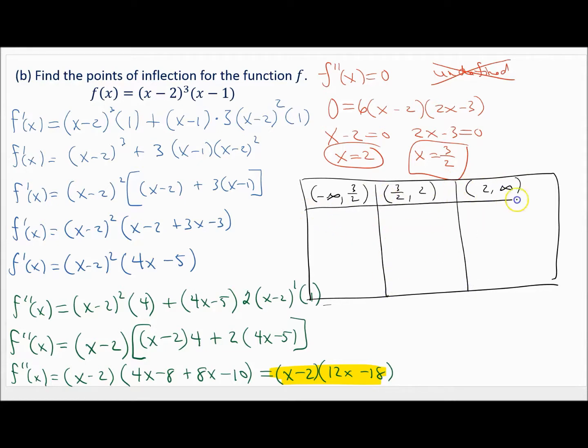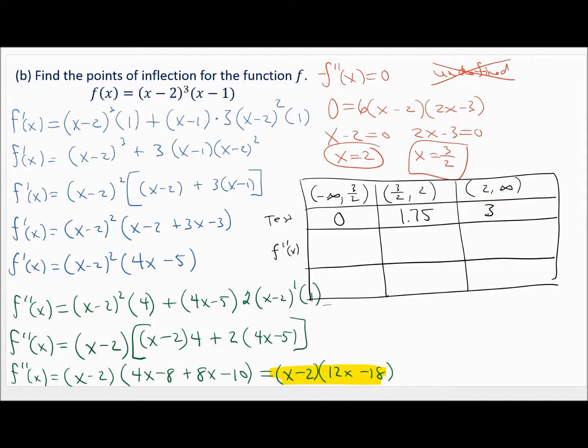And remember, what I'm trying to do is take a test point in each of these intervals and plug that test point into the second derivative. All I care about is, is the second derivative positive or negative? So if we're going from negative infinity to 3/2, 0 is my favorite number in there. If we're going from 3/2 to 2, that's not as much fun. That's like 1.5 to 2, right? Nothing wrong with using a decimal. I'm just going to use 1.75. And then for something from 2 to infinity, let's pick 3.